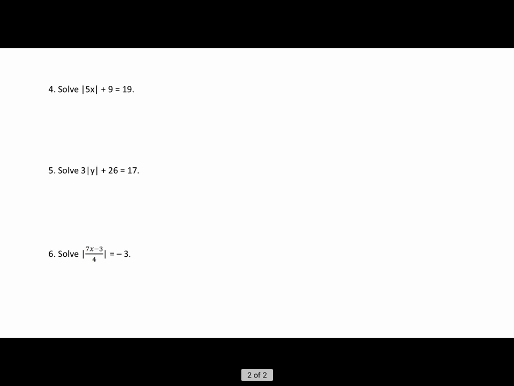Number 4, the absolute value of 5x plus 9 equals 19. Now see, it's not clear what the distance is here because the absolute value is not the only thing on this side of the equation. So what I'm going to have to do is first isolate the absolute value, which means get that to be the only term on that side. So we'll have to subtract 9 from both sides of the equation. Then the absolute value of 5x equals 10. And then we can solve for the distance.